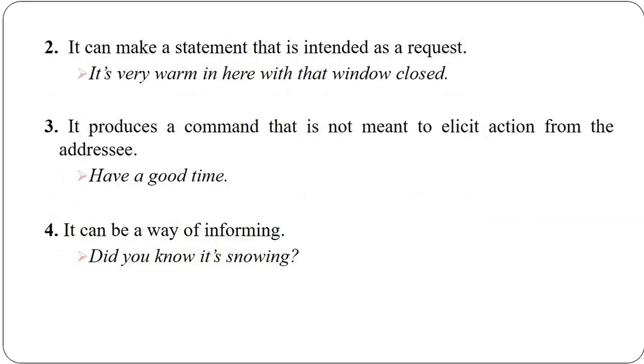Number 2, an utterance can make a statement that is intended as a request, like, it is very warm in here with that window closed. You can see that there is an intent. The speaker intends to make a request with this sentence. He or she tries to say, can we open the window?